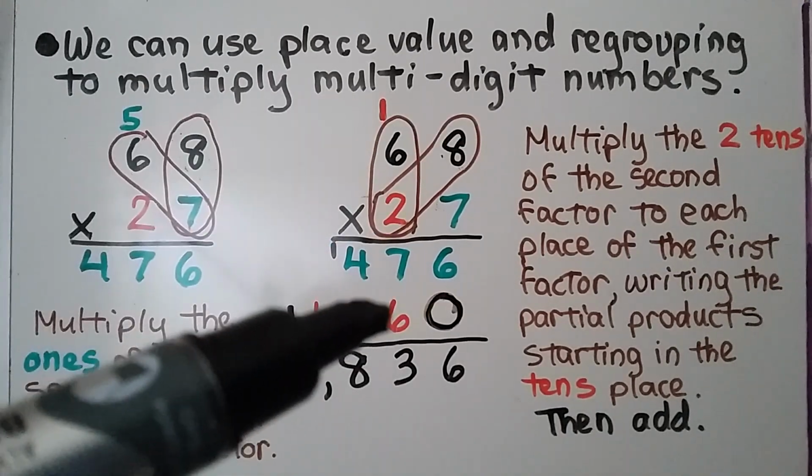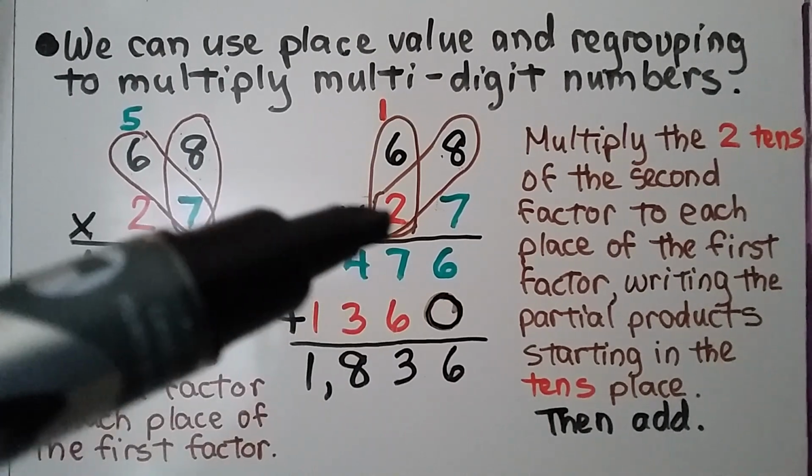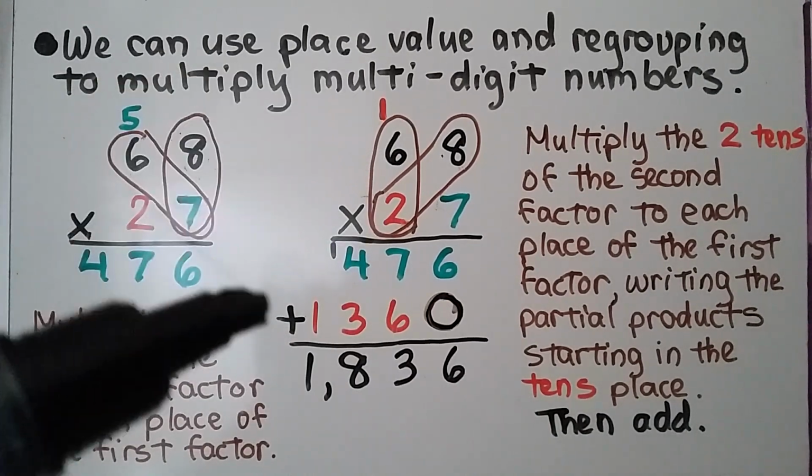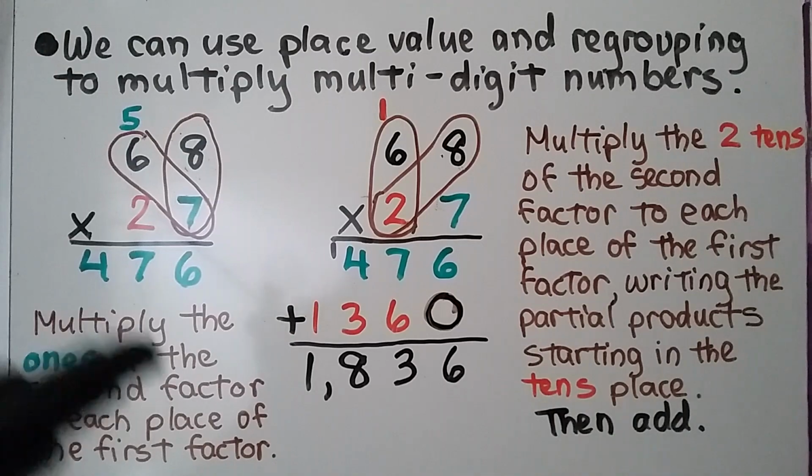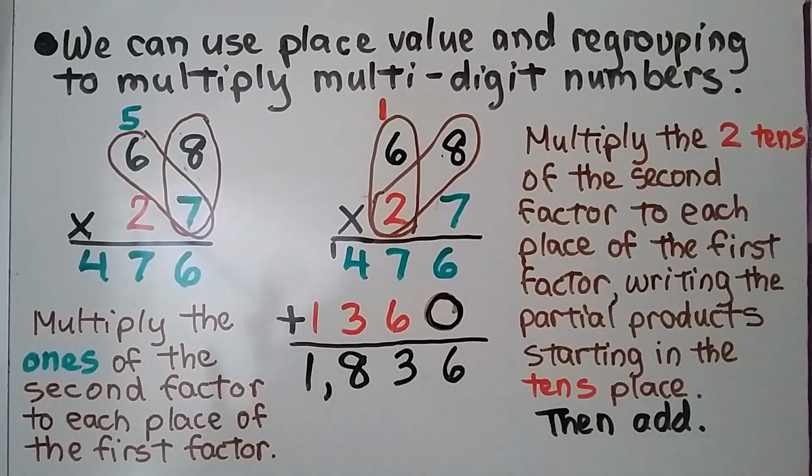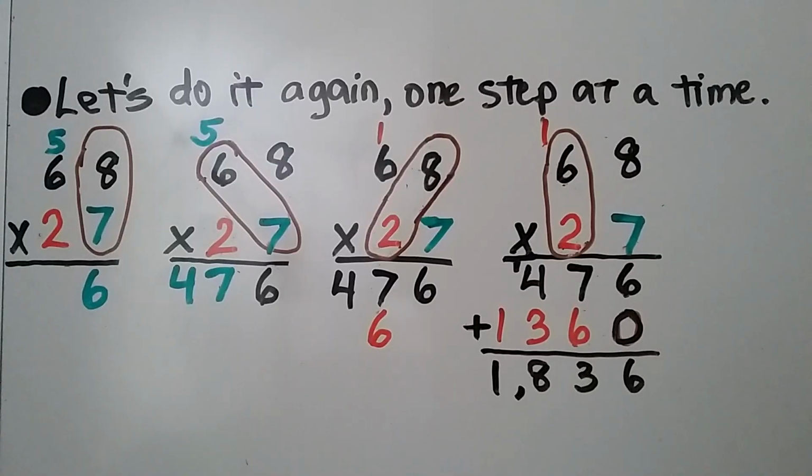Regroup the 1, put the 6 down here in the tens place. 2 times 6 is 12, plus 1 more is 13. We write it here. We add both partial products together and get 1,836. So let's do that again, one step at a time.